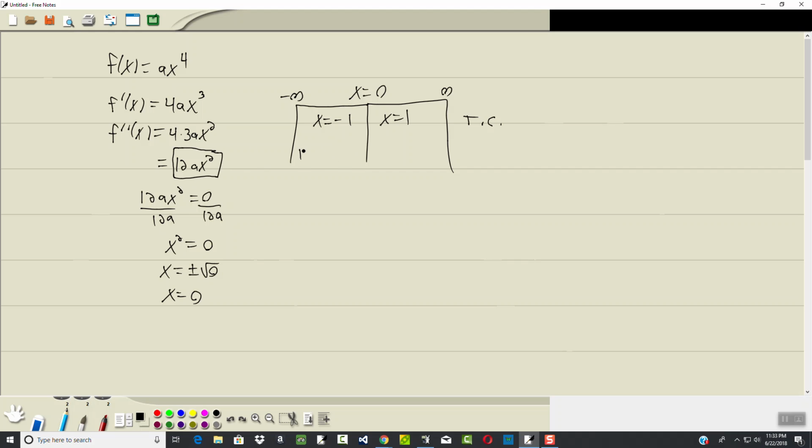So I'm going to have here 12a times -1 squared. -1 squared is 1, times 12 is 12a. Now over here, if I plug in x equals 1, 1 squared is 1, times 12 is 12, so we get 12a.